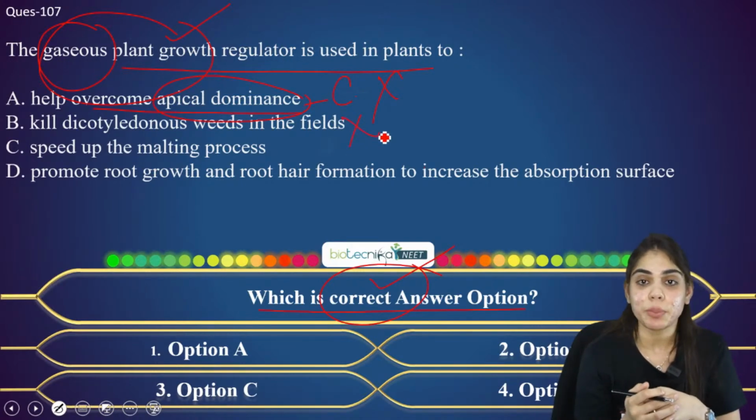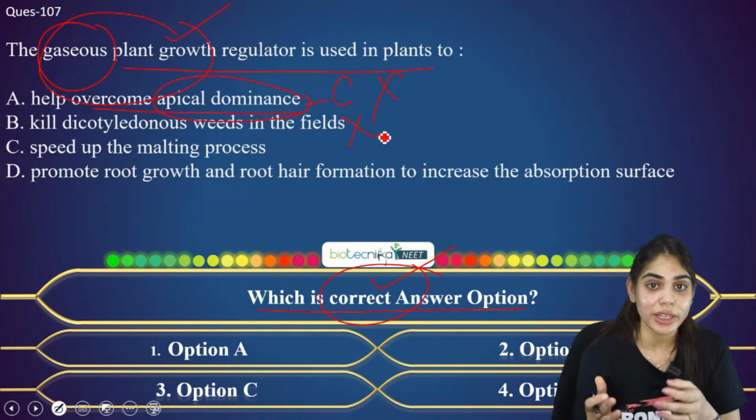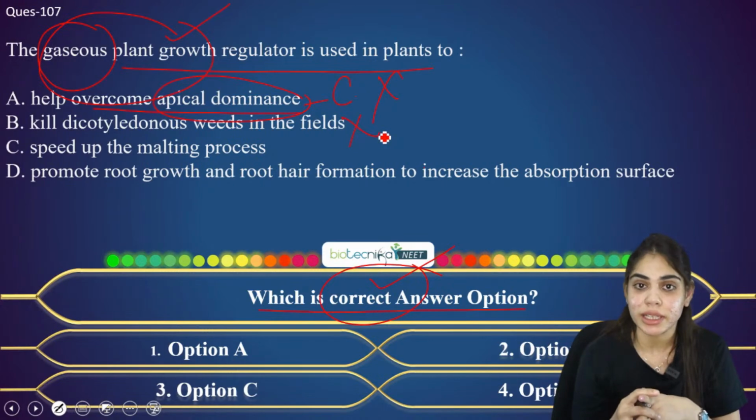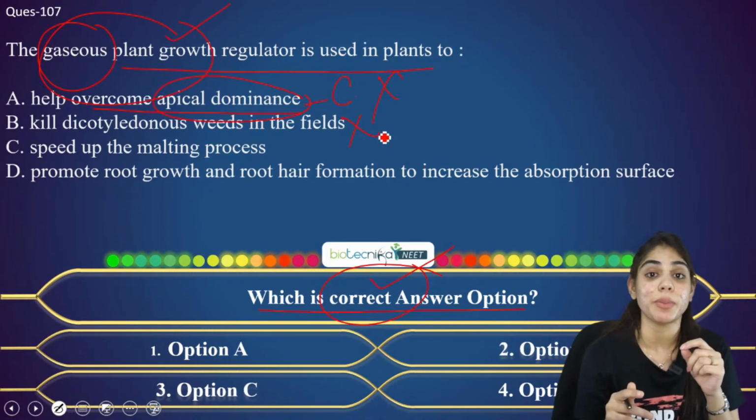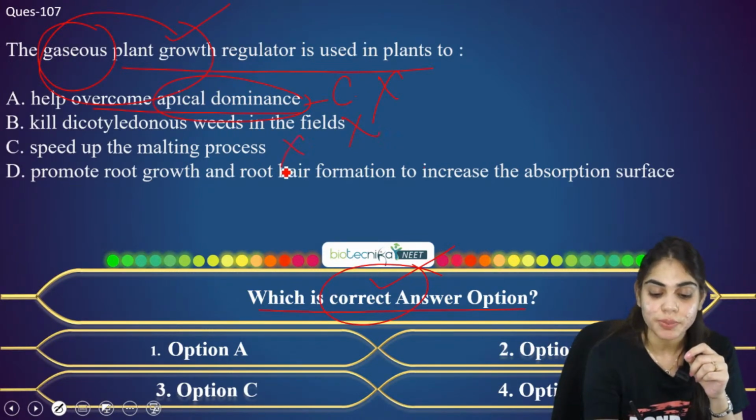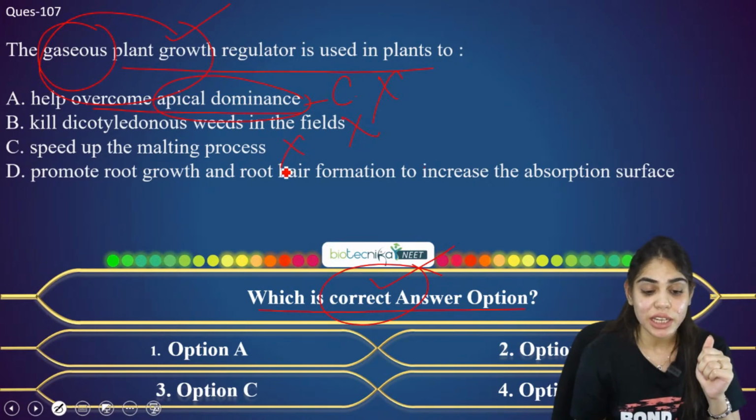Speed up the malting process. Now this malting process is responsible for the germination of the seed. And we know that it is a very crucial hormone, gibberellic acid, that is actually needed for the malting process. So again, this is wrong. And the last statement should be the right statement. Now let's see if this is right or wrong.